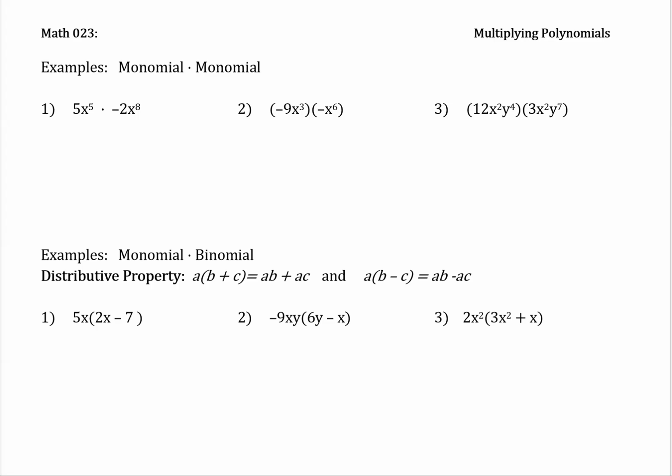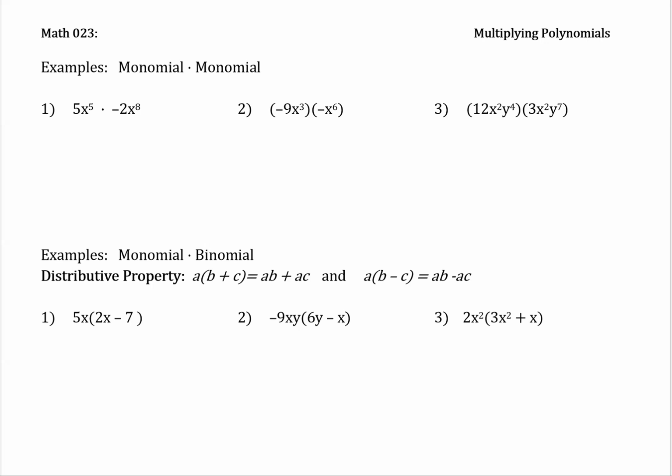Multiplying polynomials. First example, we're going to multiply a monomial times a monomial. Recall that a monomial is a number, a variable, or a product of a number and a variable. So number one, we have 5x to the fifth times negative 2x to the eighth.